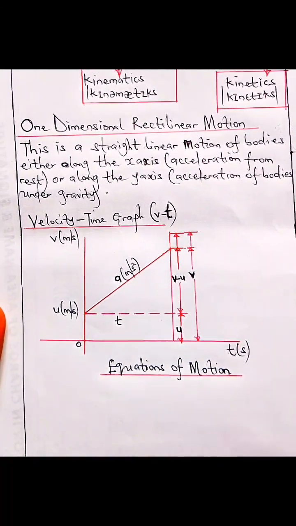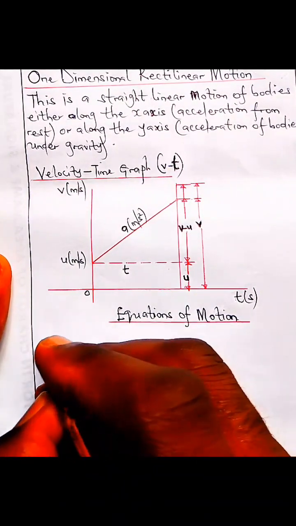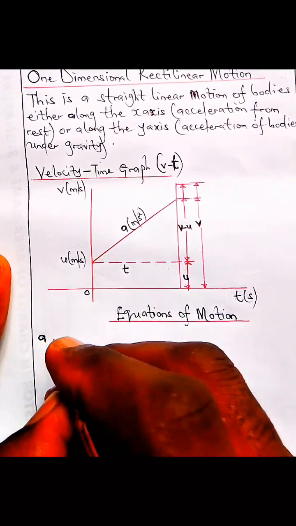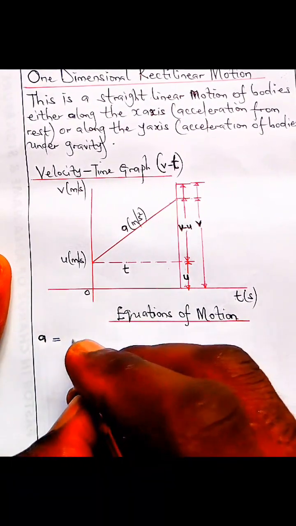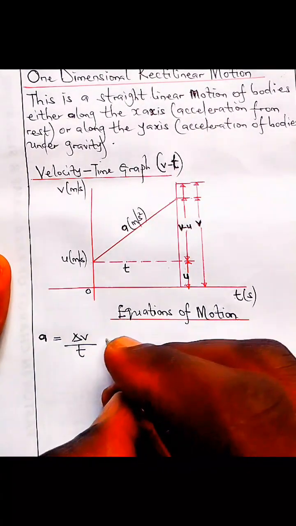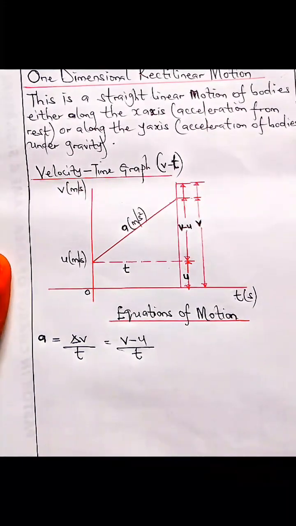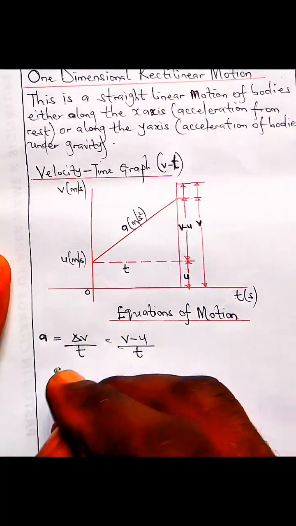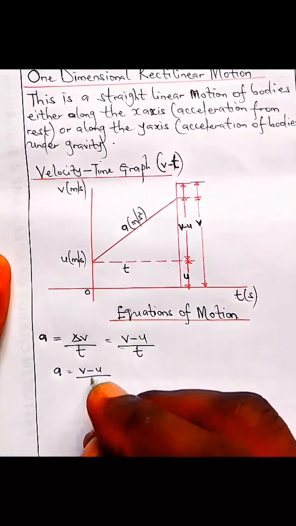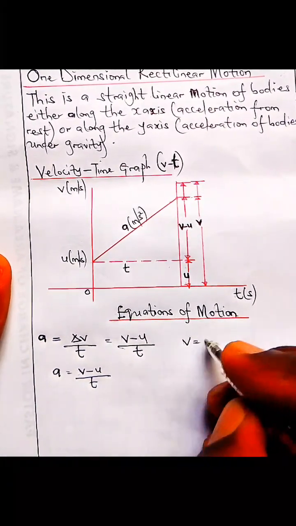So let's see. We're going to be deriving the equations of motion. The first we have is average acceleration, or acceleration. Don't forget, acceleration is a vector quantity. Acceleration is equal to change in velocity over time taken. Change in velocity is final velocity minus initial velocity, over time taken. Velocity itself is a vector quantity, time is a scalar quantity.